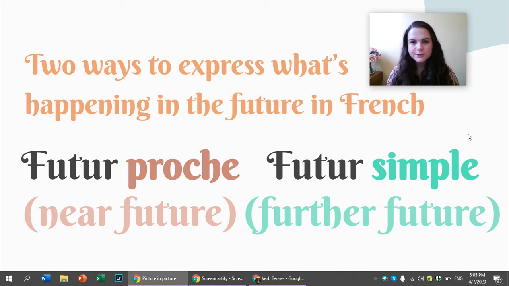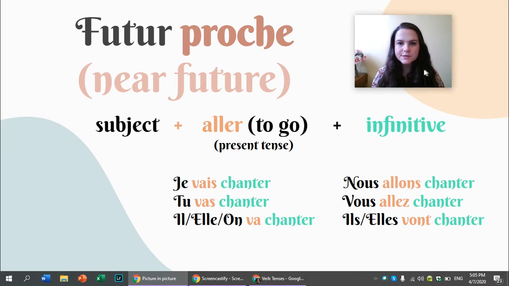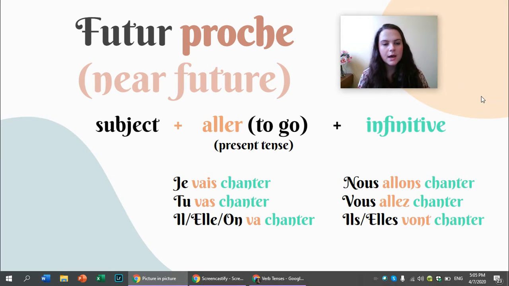All right, let's look at how to construct them. So the futur proche here, we have to have a subject, obviously, and then aller conjugated in the present tense with that subject. Aller obviously means to go, so that's where that going to part comes from. And then the infinitive of the verb they are wanting to conjugate. So here we have some examples with each subject. I'll just be je vais chanter.